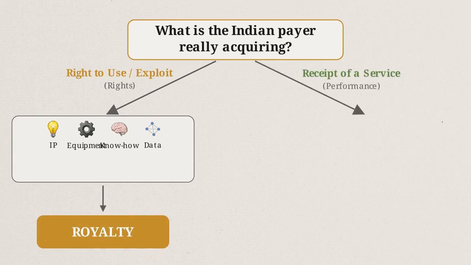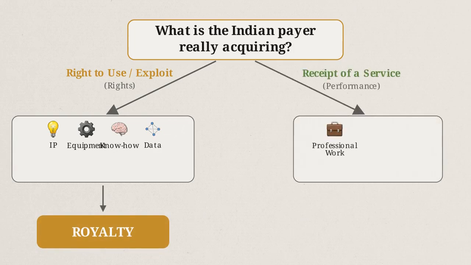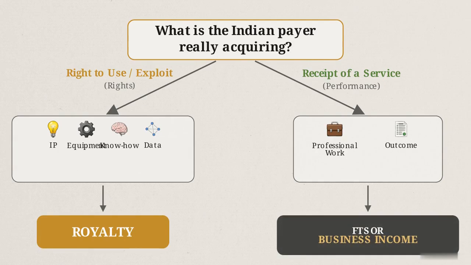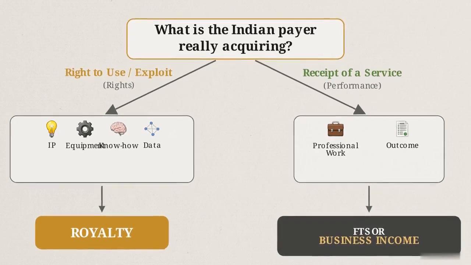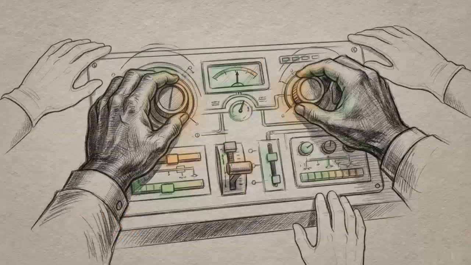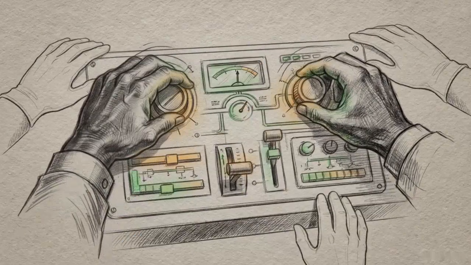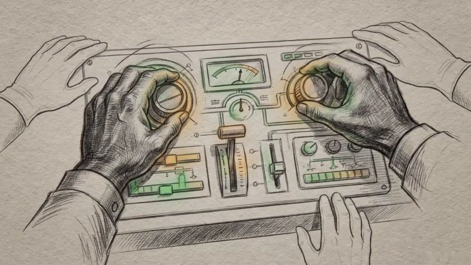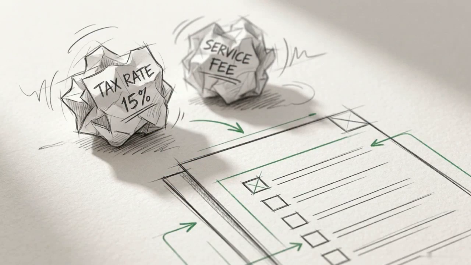The second path is the receipt of a service. Here, the non-resident performs work and delivers an outcome, but no right to use an underlying asset is granted to the Indian entity. For this path, you start with fees for technical services, or business income. This binary logic is the definitive method for separating a royalty from FTS. When the Indian payer ends with the use of an asset the non-resident still owns, you have identified the royalty signature. This matrix neutralizes the risk of using premature tax rates or following misleading invoice labels.